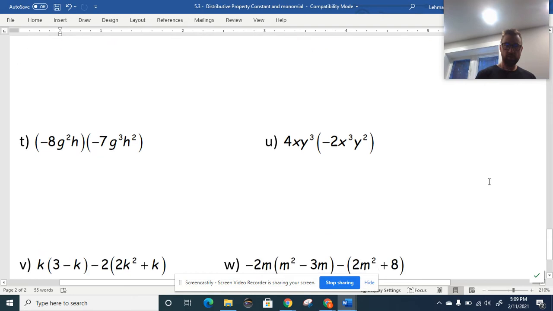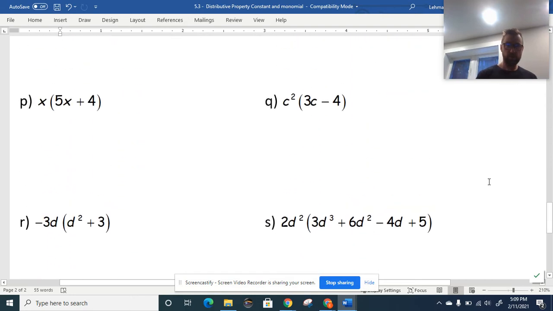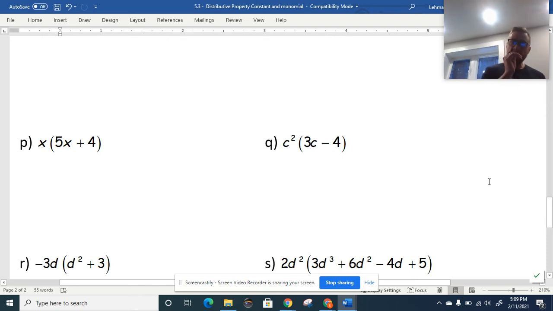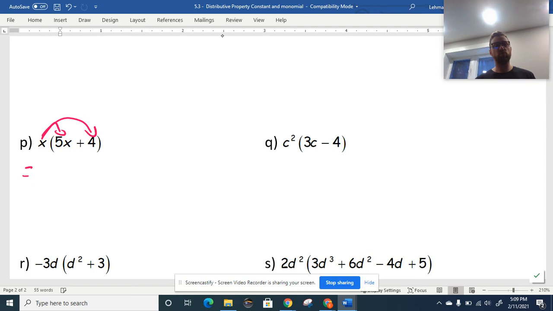Okay, so a couple more. Let's see. You're getting the idea, I think. I'm going to skip over to one. Well, here we've got some where we've got a letter, right? We've got that literal coefficient situation where we're applying our exponent rules to an x or a c. So this x distributes just like a number would. X times 5x, 5x squared. X times 4, 4x. We do it here. C squared times 3c, 3c cubed. C squared times negative 4, negative 4c squared.